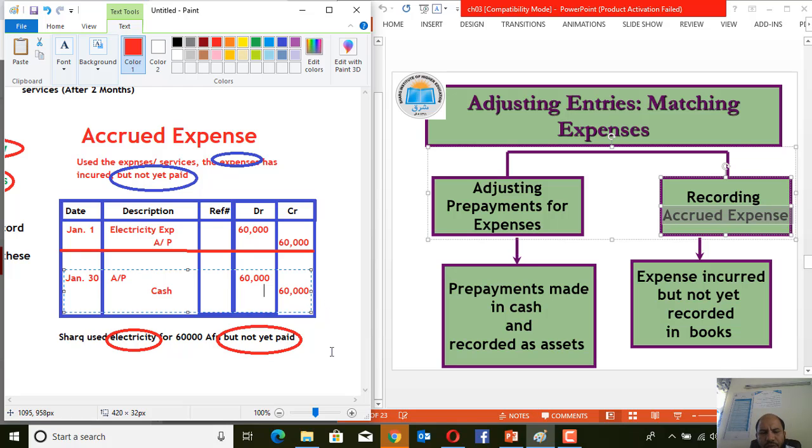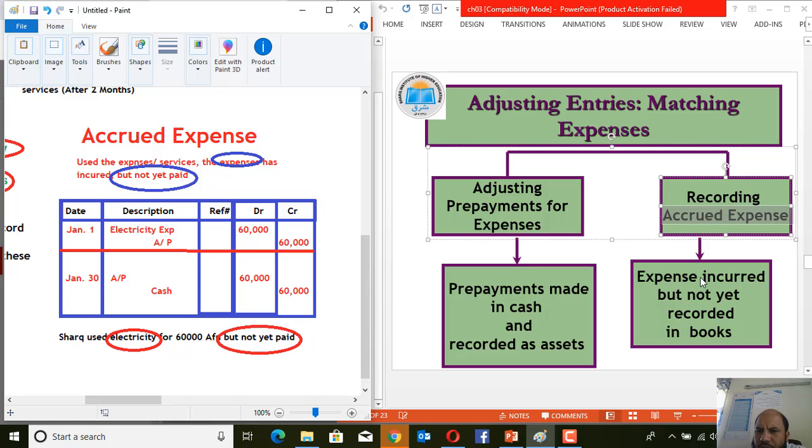So dear students, this is the way of recording the transaction, or the way of adjusting the account. So we have discussed the 4 types of adjusting entries.